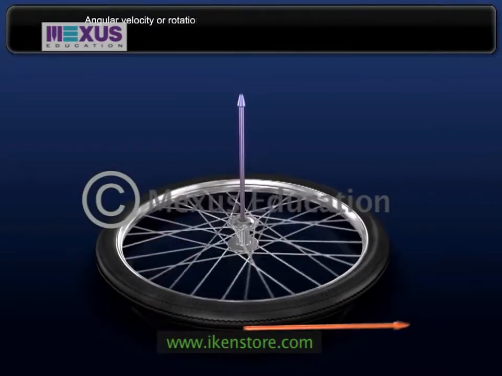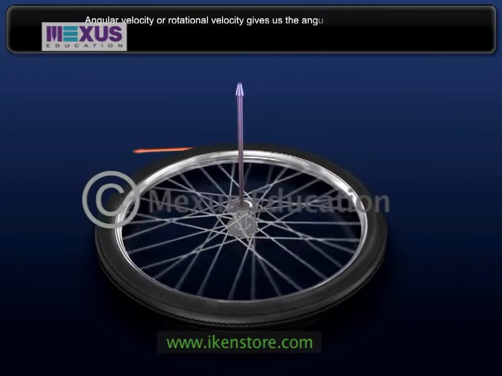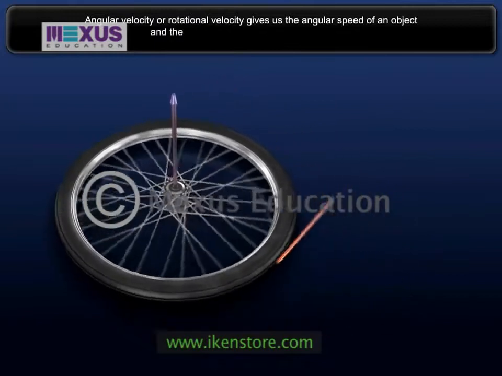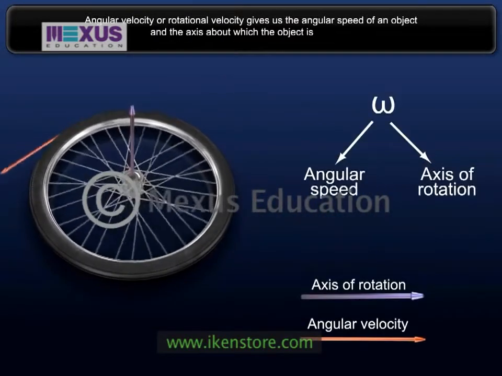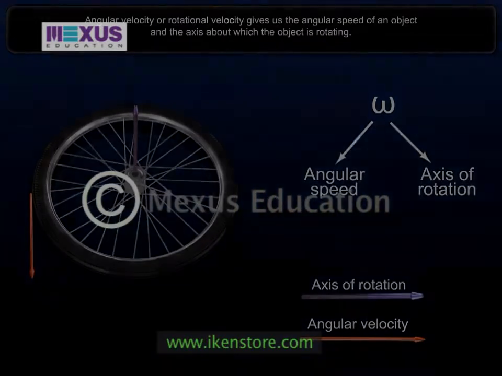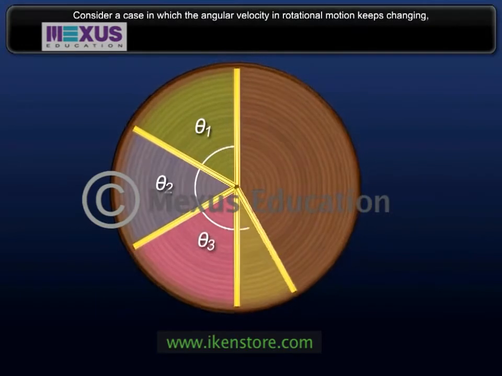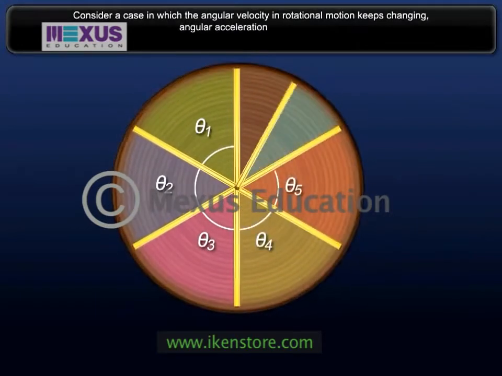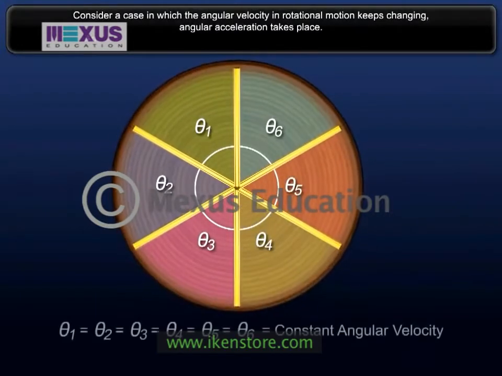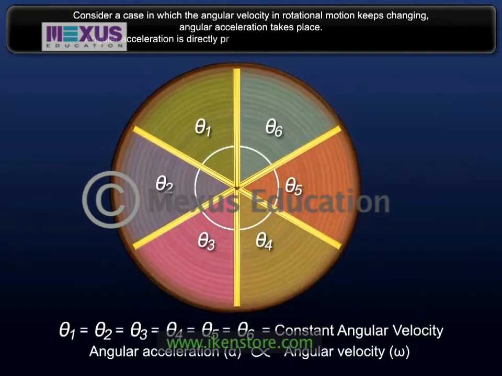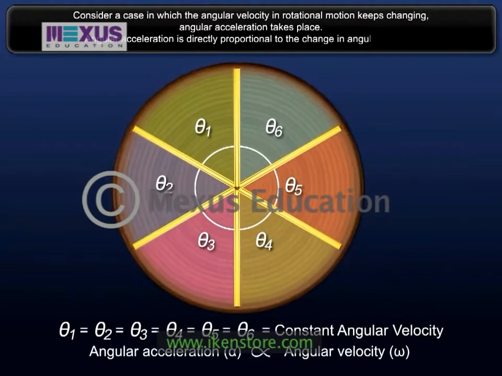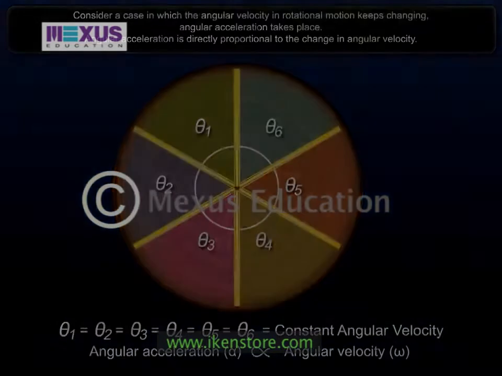Angular velocity, or rotational velocity, gives us the angular speed of an object and the axis about which the object is rotating. Consider a case in which the angular velocity in rotational motion keeps changing. Angular acceleration takes place. Angular acceleration is directly proportional to the change in angular velocity.